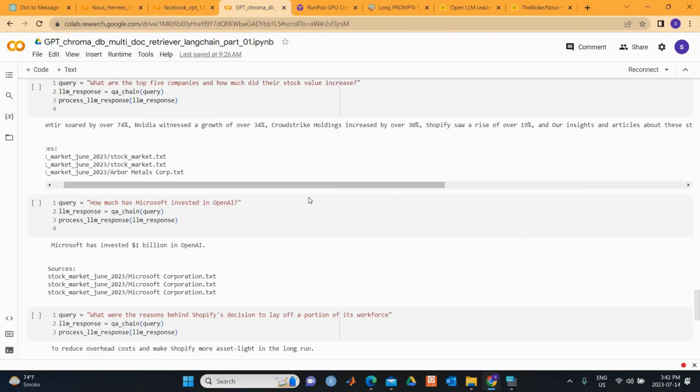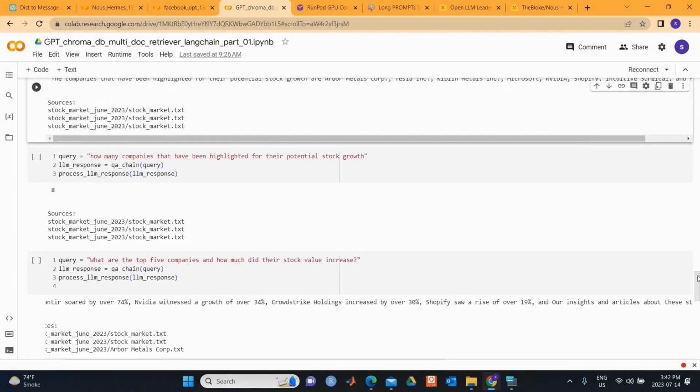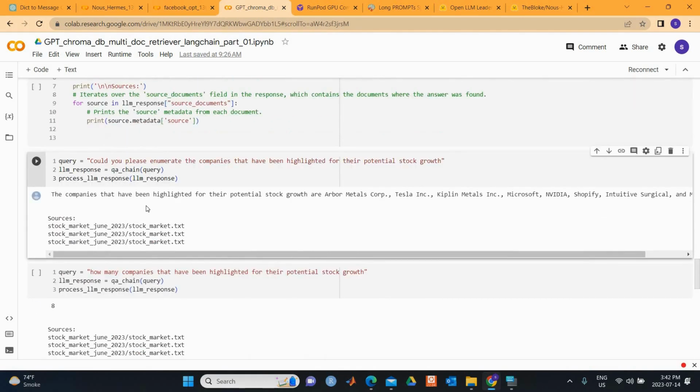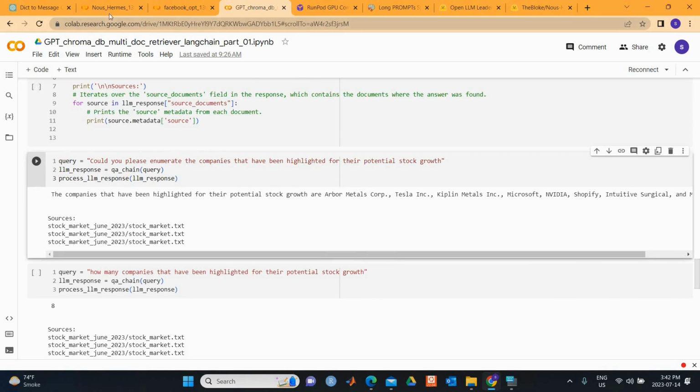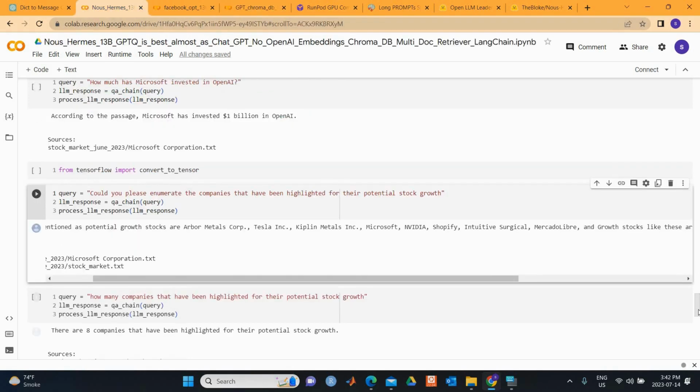If we just look at the response from GPT 3.5, the companies that have been highlighted for their potential stock growth are Arbor, Tesla, Kipling, Microsoft, Nvidia, Shopify, Intuitive Surgical, and Mercado Libre. So yes, the answer again is quite similar.